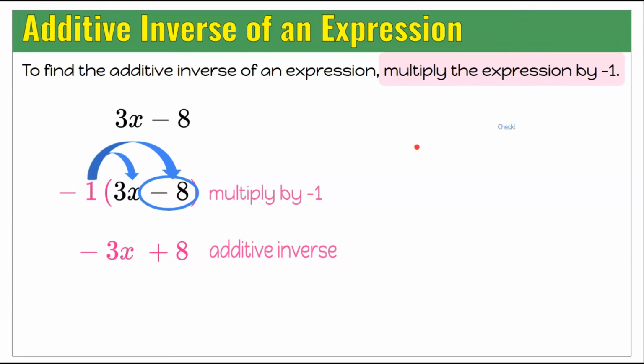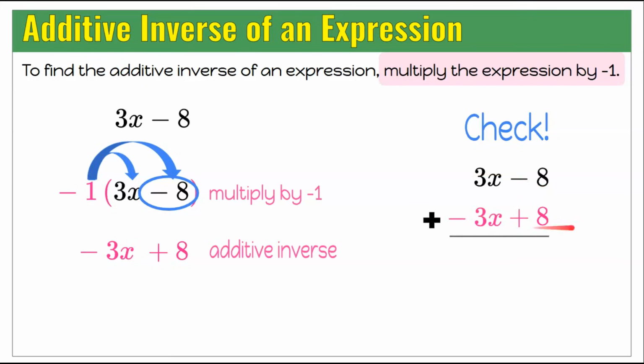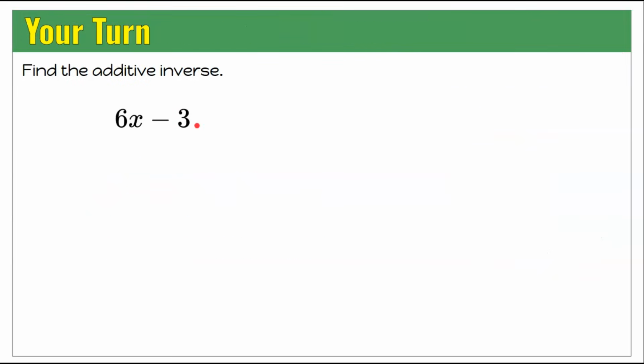Let's check our work. To check, I'm going to add this with its additive inverse to make sure they have a sum of 0. We start with our original linear expression, 3x subtract 8. We stack our like terms. Negative 3x and 8 is what we came up with for the additive inverse. Now I'm going to add. 3x and negative 3x are 0x. Negative 8 and 8 are 0. 0 for my sum. Therefore, I did the correct math. These are additive inverses.